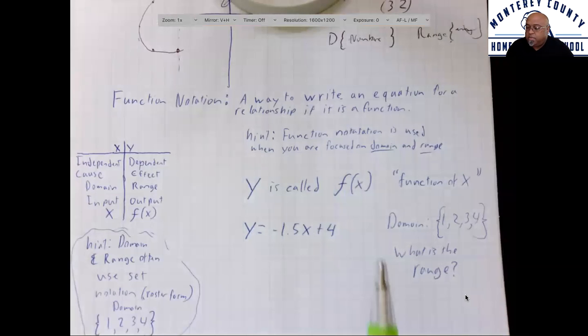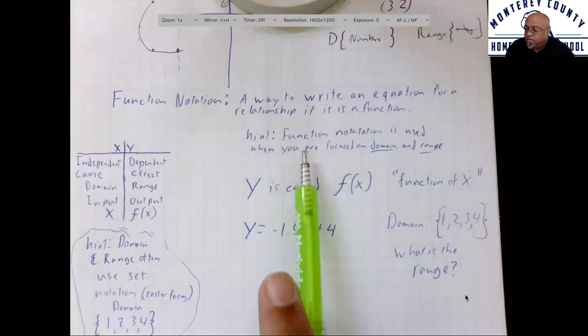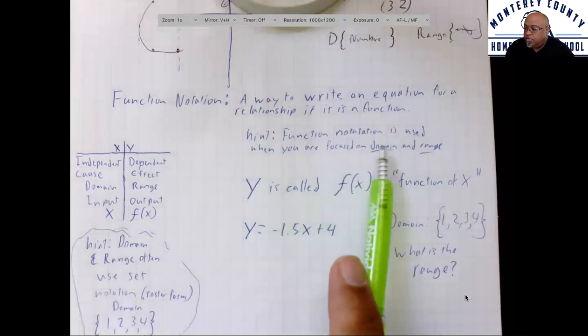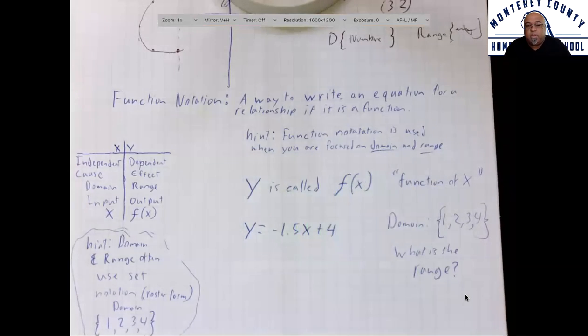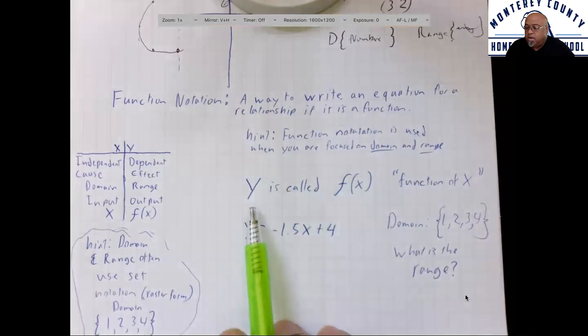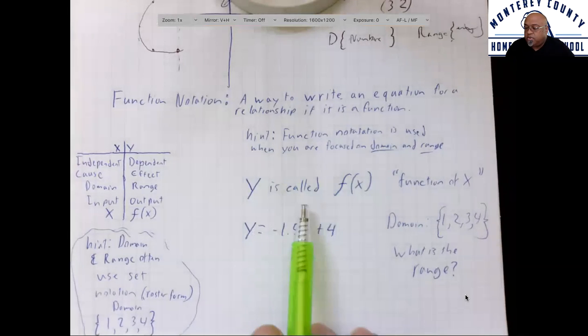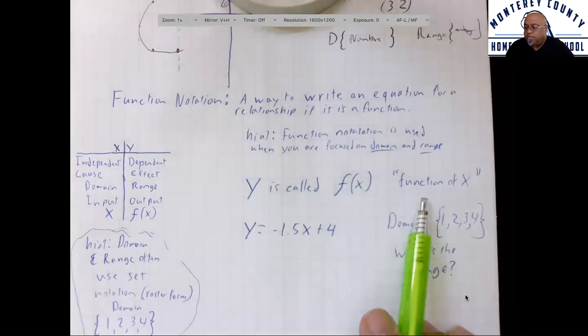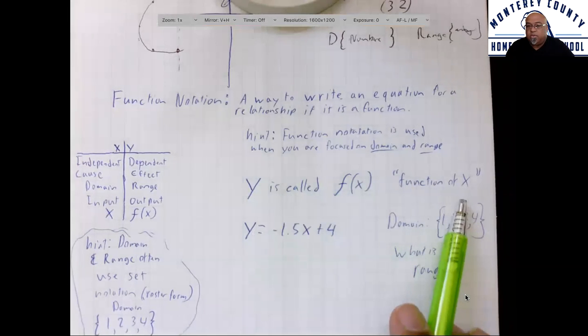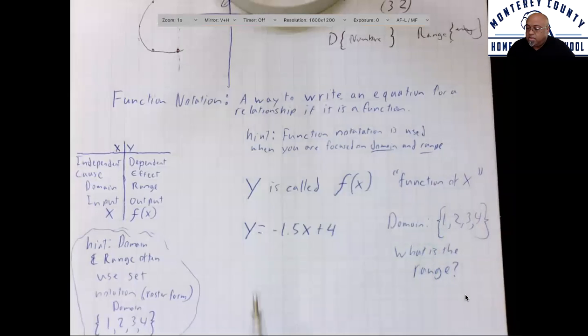But let me give you a couple of hints. The first hint I want to say is function notation is used when you're focused on domain and range. Okay? So basically when you have function notation, what we normally call y is called f of x, which is the function of x. So if you were given an equation and we're told to graph it, like let's take a look at this one.